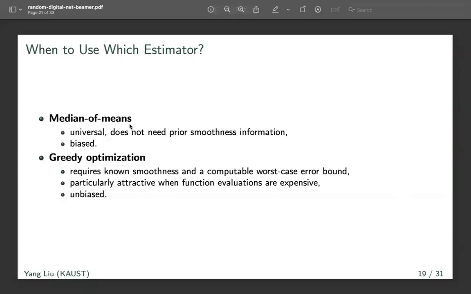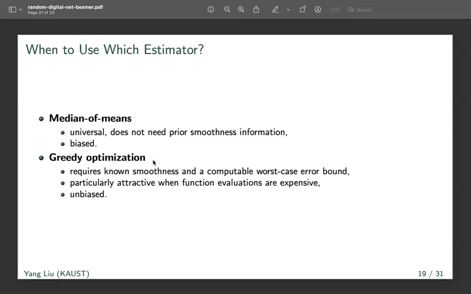Okay, so we have introduced these two estimators. Now we'll give a comparison. The median of means can be universal because we don't need to know the prior smoothness information, and the estimator is biased.